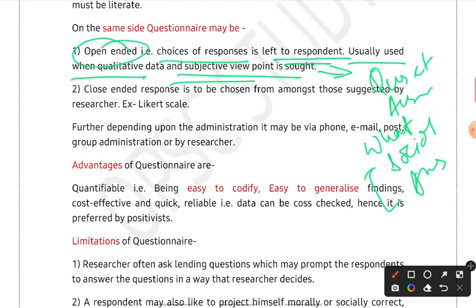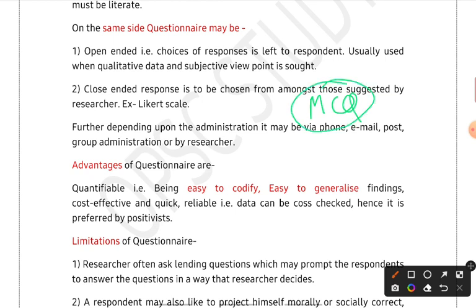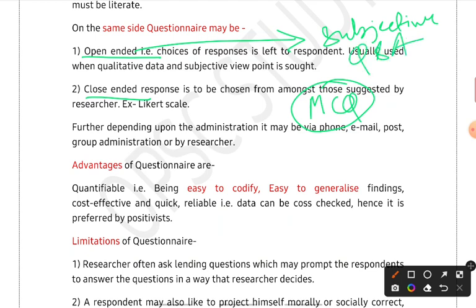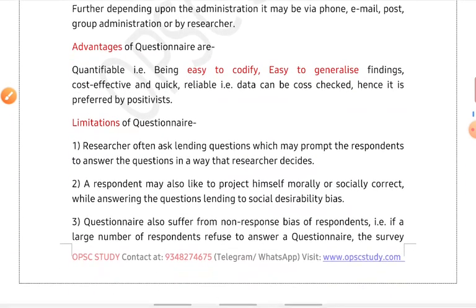So the second is the close-ended response. Close-ended response is basically the MCQ type. Take the example of MCQ. MCQ is more of close-ended, and subjective question answers are more of open-ended, right? Subjective question and answer are more of open-ended. So now we will proceed to the third part.